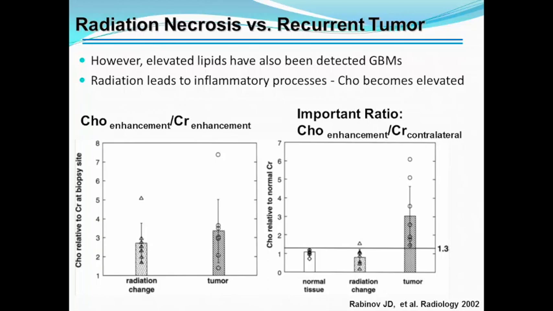What people found many years ago, like in 2002, is when we look at the choline over creatine on the enhancement side relative to the contralateral side, if the ratio was higher than 1.3, it was a tumor. So it was definitely recurrence of tumor as opposed to radiation change. If you just look at one side, the choline over the creatine on the enhancement side, there's basically too much overlap. So one thing that we learned is you always need to look at the contralateral side. Is choline elevated compared to the contralateral side, rather than just elevated compared to creatine on that side, right?